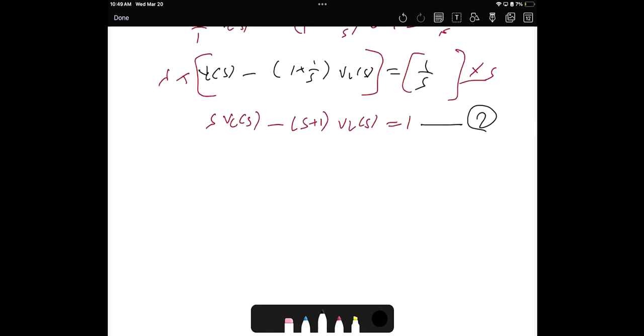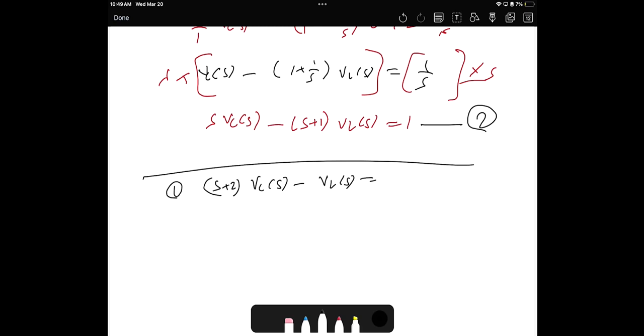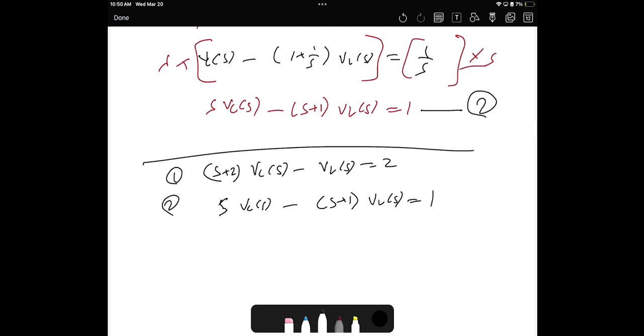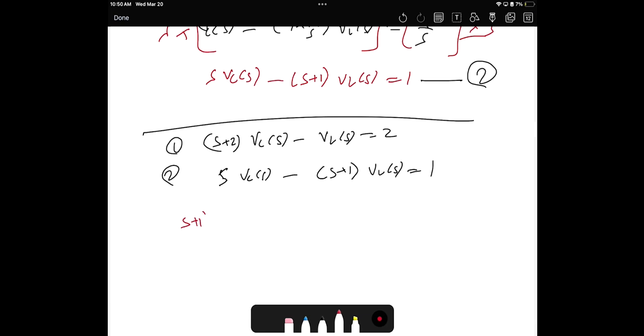So in summary, let's solve the equations. Equation number 1 was (S plus 2) VC of S minus VL of S equal to 2. Equation number 2 was S VC of S minus (S plus 1) times VL of S equal to 1. 2 equations, 2 unknowns, we need to solve them. How to solve them? We can basically say (S plus 1) times equation number 1 minus equation number 2.